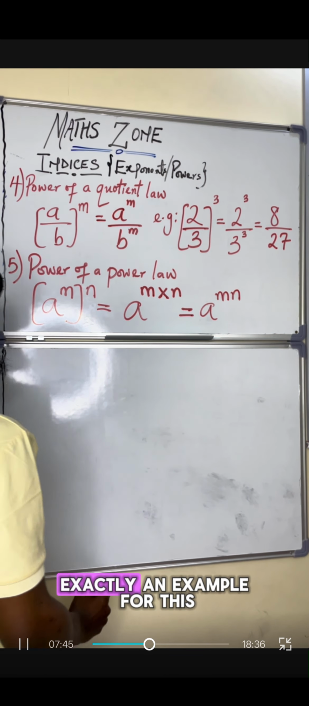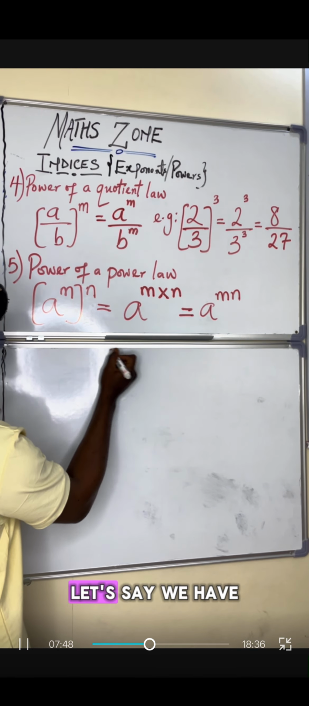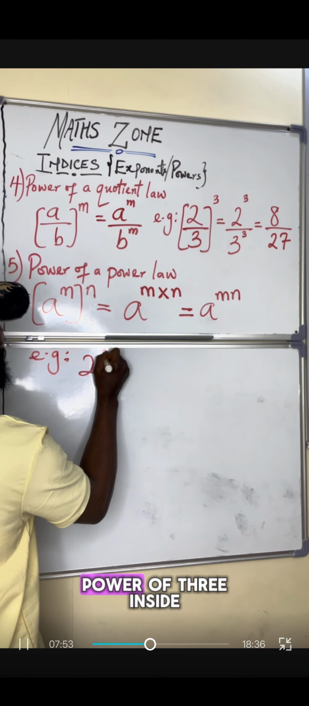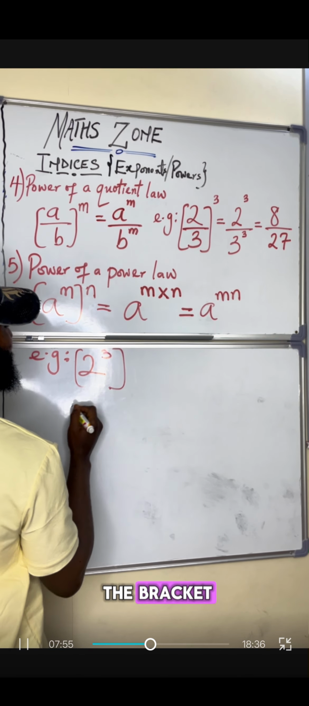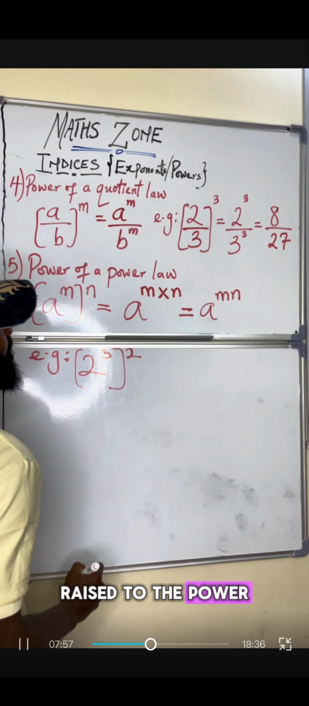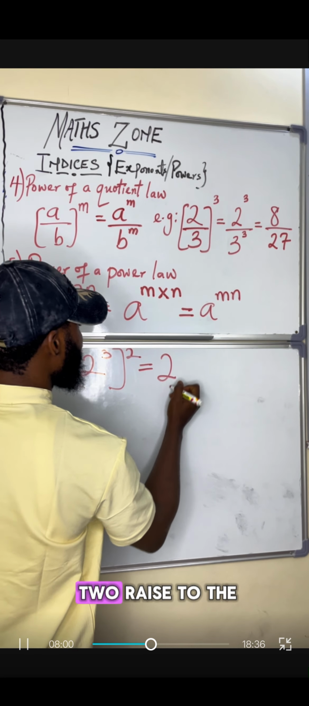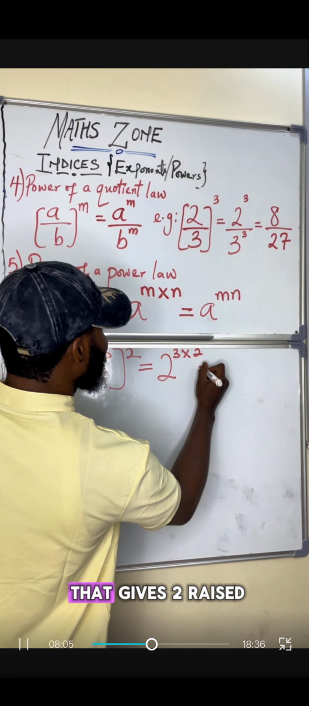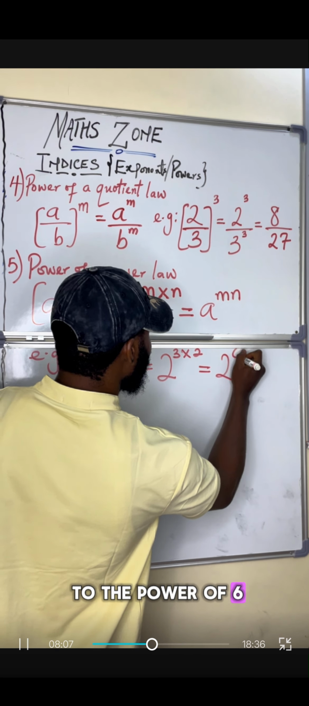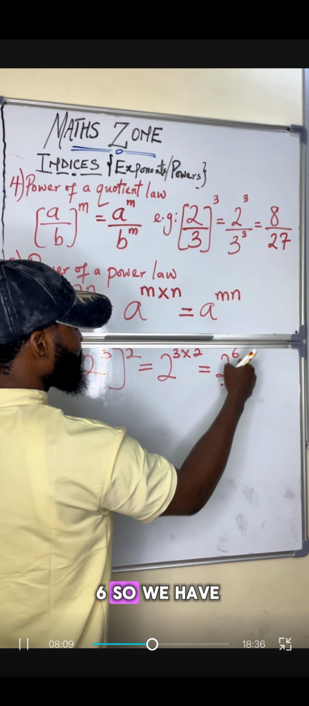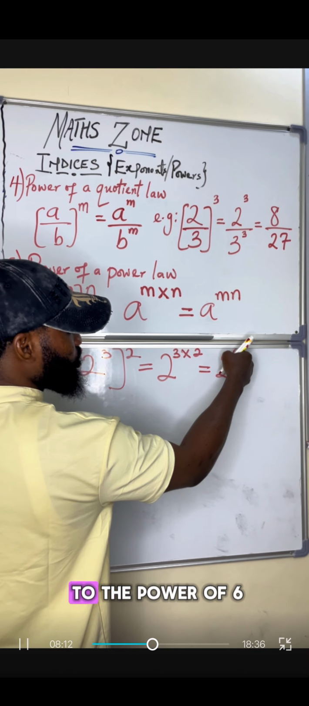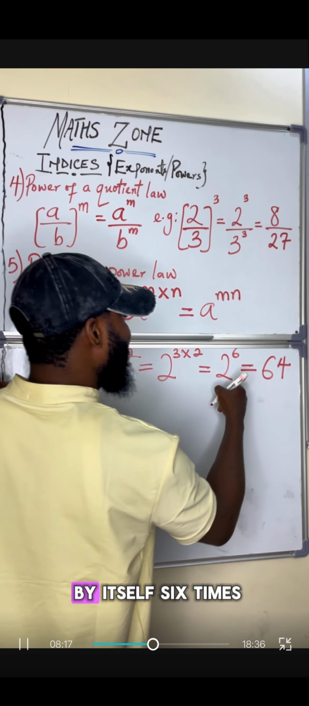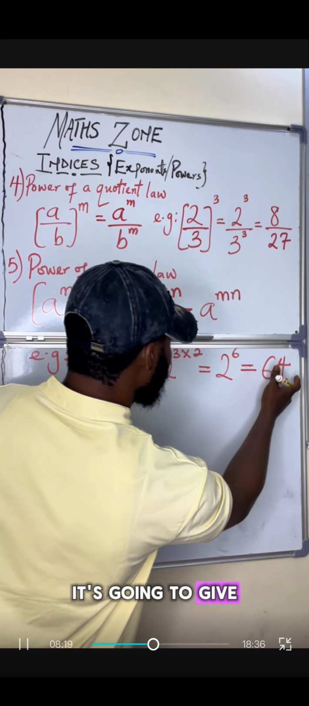N. Exactly. An example for this, let's say we have something like 2 raised to the power of 3 inside the bracket raised to the power of 2. We're going to have 2 raised to the power of 3 multiplied by 2, and that gives 2 raised to the power of 6. 3 times 2 gives 6. So we have 2 raised to the power of 6. What is 2 raised to the power of 6? That should be 64. Yeah, if you multiply 2 by itself 6 times, it's going to give 64.